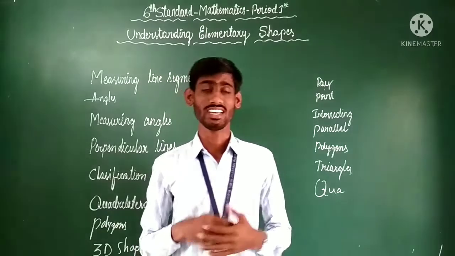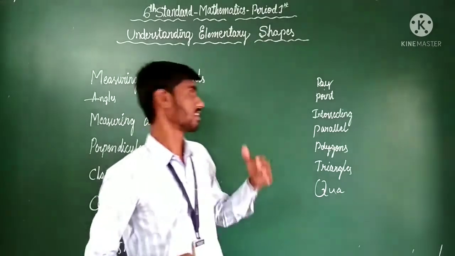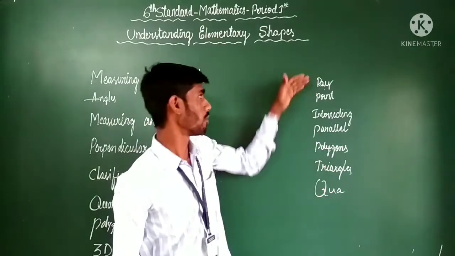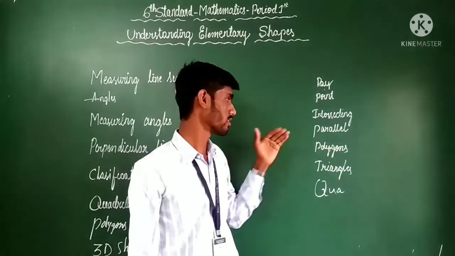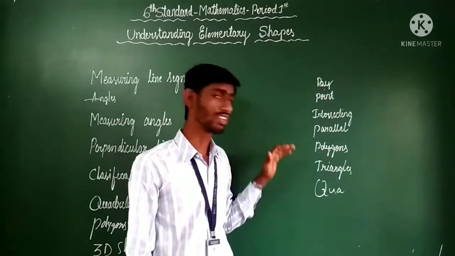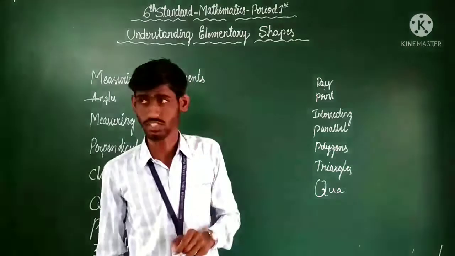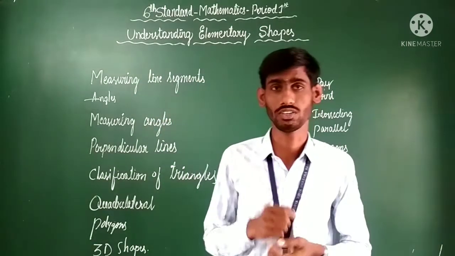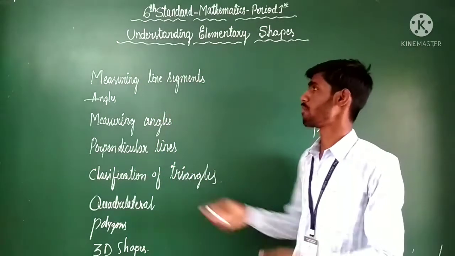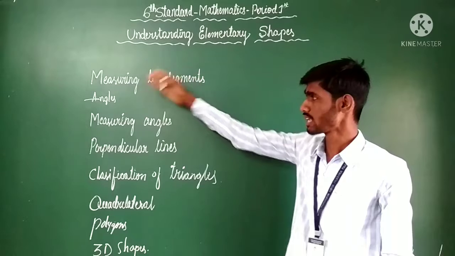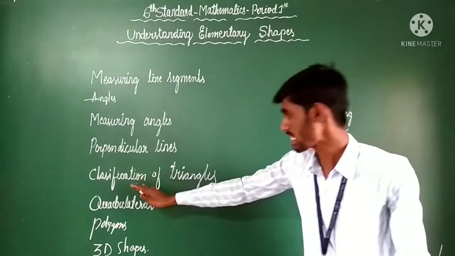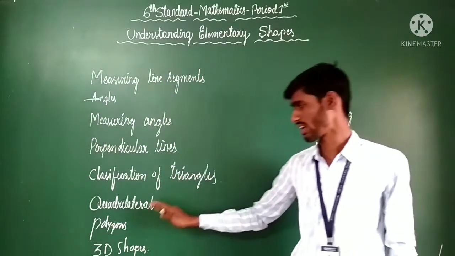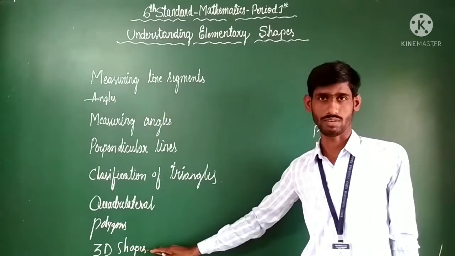Dear children, we discussed in the last chapter about ray, point, parallel lines, intersecting lines, polygons, triangles, quadrilaterals. In this topic, we are going to discuss measuring line segments, angles, measuring angles, perpendicular lines, classification of triangles, quadrilaterals, polygons, 3D shapes.